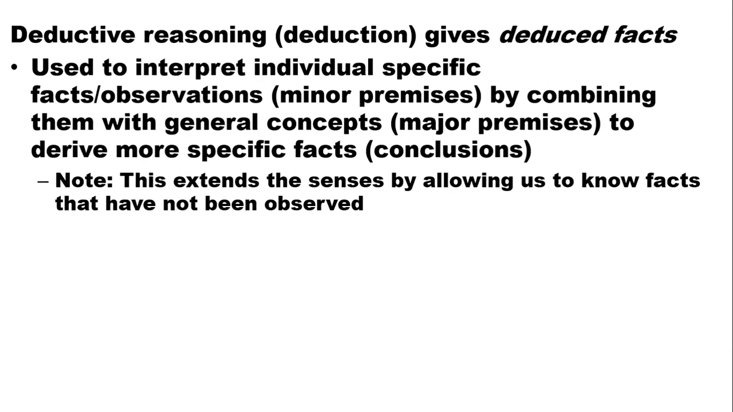The second type of reasoning is deductive reasoning, or deduction, and we could say that this gives us deduced facts. Again, things we haven't observed, but we believe they're true because we've used deductive reasoning to come up with them. You will remember that deductive reasoning interprets individual specific facts or observations, which we can call the minor premise, by combining it with a general concept, what we can call the major premise, in order to derive some more specific facts, what we'll call the conclusions, that we didn't know simply through observation.